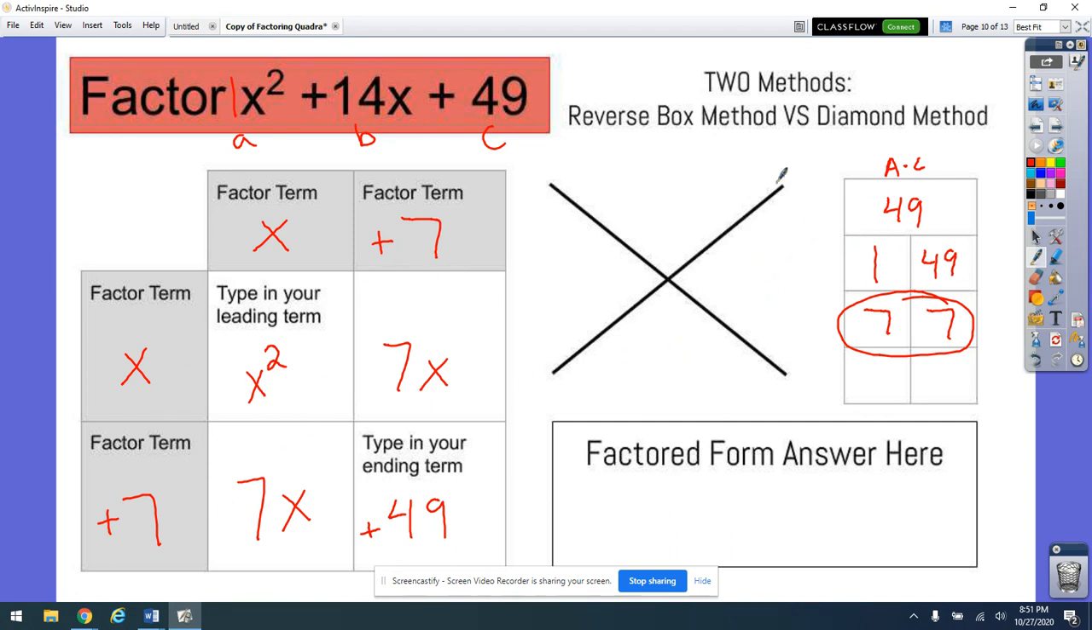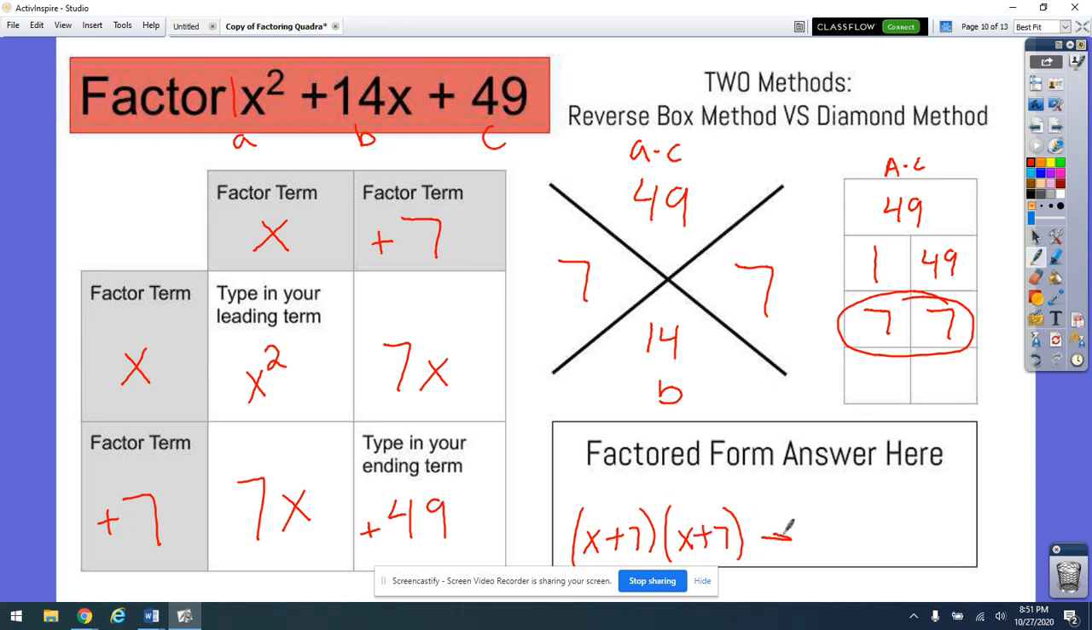The diamond method would be, if I take my a and c, this is 49. I have my b number, 14. What numbers can multiply to get 49 and add to get 14? The only ones we come up with, again, are 7 and 7. These are going to be our constant numbers, and it's going to look like this: x plus 7, x plus 7. But if you notice, they're the exact same.